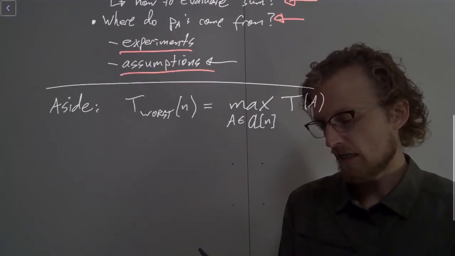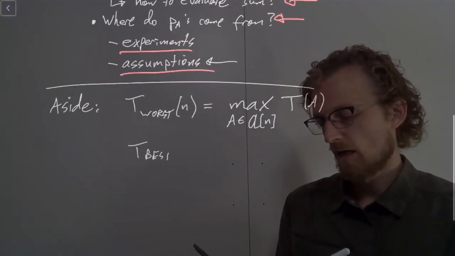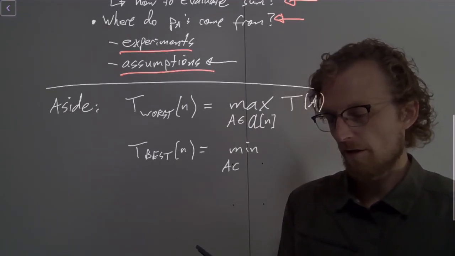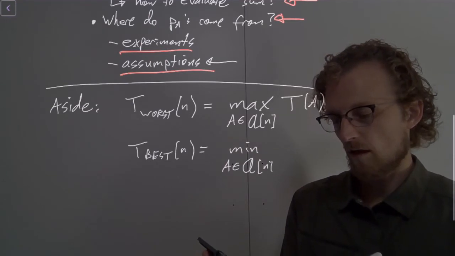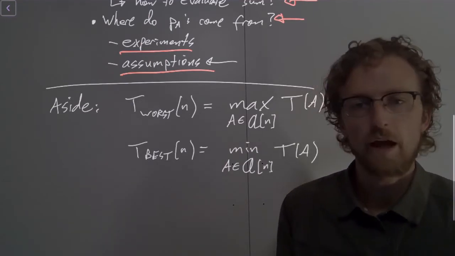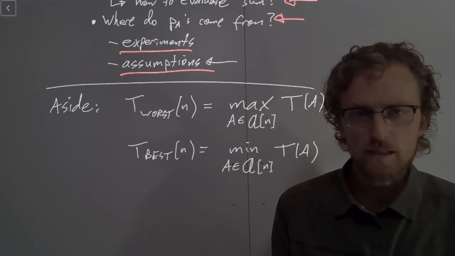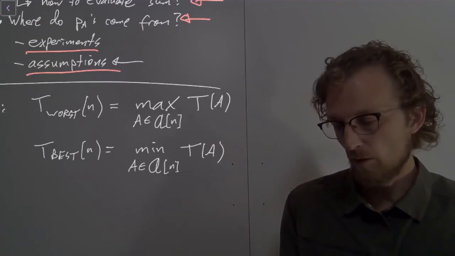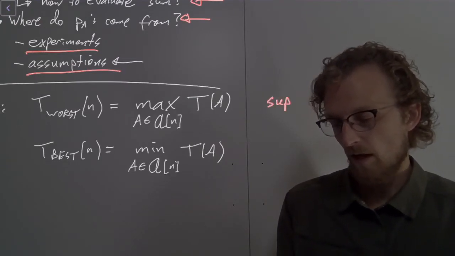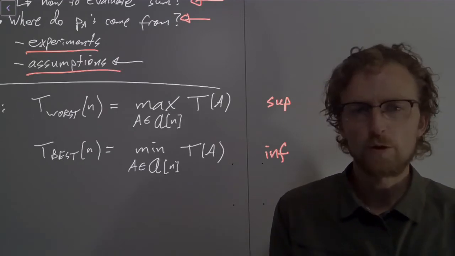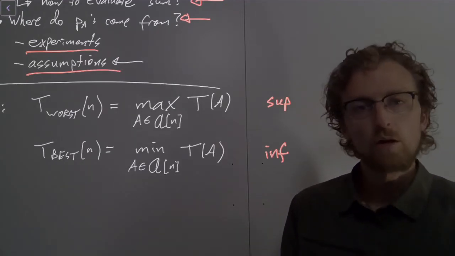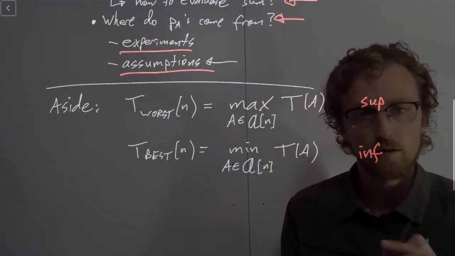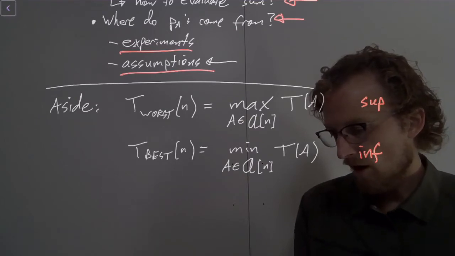And then the best case is analogous. So best case as a function of n is now the min over all A in the set of inputs of size n of the running time of input A. And if I want to be very precise, and there are infinitely many inputs, it may be that I need to actually use a supremum here and an infimum here. For those of you who don't know sup and inf, go look them up. They're kind of fancy maxes and mins, but sometimes, to be very precise, that's what I would need here. All right, aside is finished.